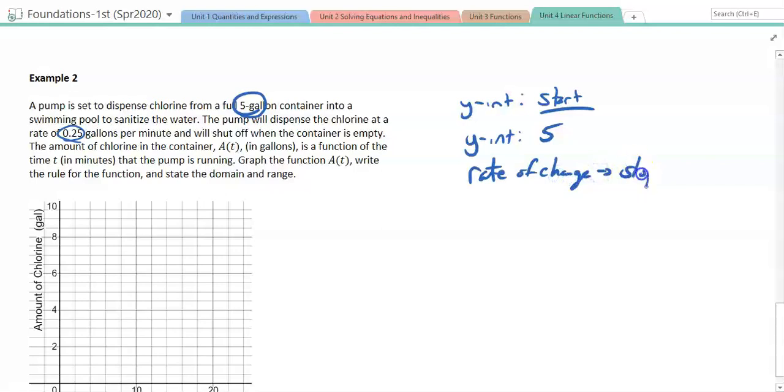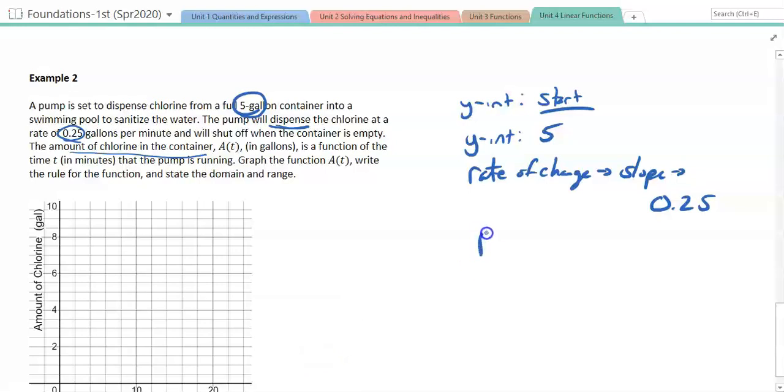Which we relate to the slope. Well, my rate is 0.25. But in this case, my 0.25 is decreasing because it's dispensing the chlorine. And what our function is modeling is the amount of chlorine that is in the container, and so that amount's going to be decreasing as we go through this function.